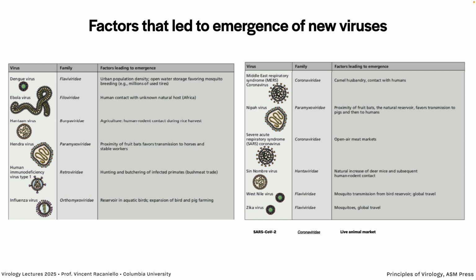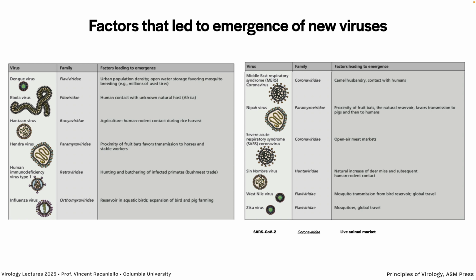Coronaviruses, the MERS coronavirus, which we'll talk about. This comes from camels to humans. So the practice of camel husbandry. In many countries, camels are pets, they are food, they are race animals. So a lot of people have camels, and so we get their viruses. And SARS-1 spilled over from bats into humans in open air meat markets or live animal markets, as did SARS-CoV-2.